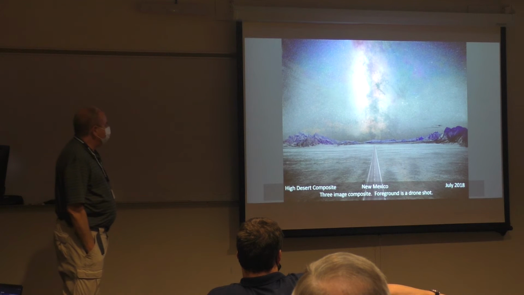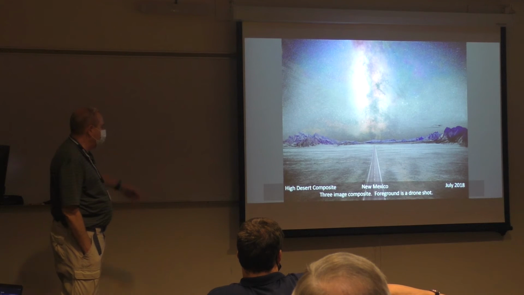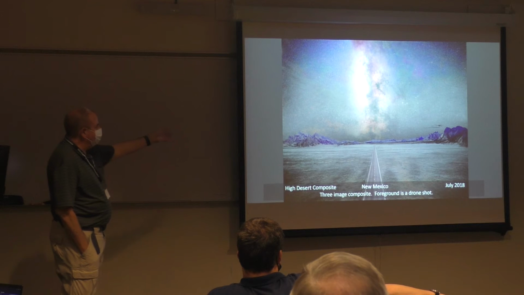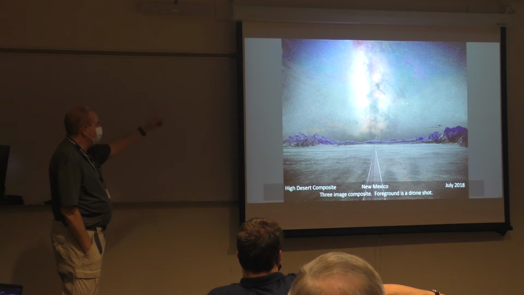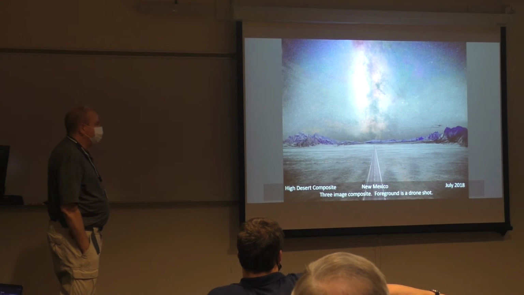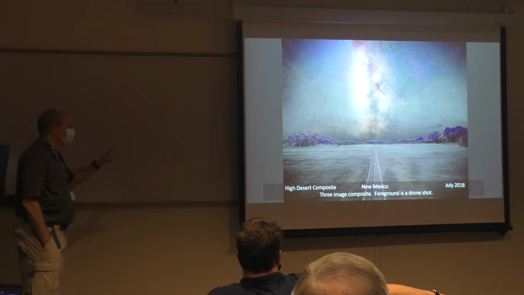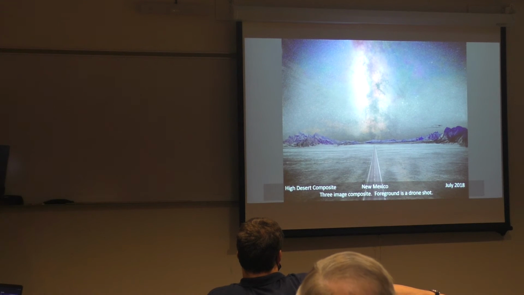This is a composite shot I put together. The foreground with the road is actually taken from a drone shot in the middle of the day. This is the high desert in New Mexico. And then I added the mountains from another shot and the Milky Way from the third shot. So it's this 3-image composite. It's really a fantasy shot. You would never see it looking just like that.